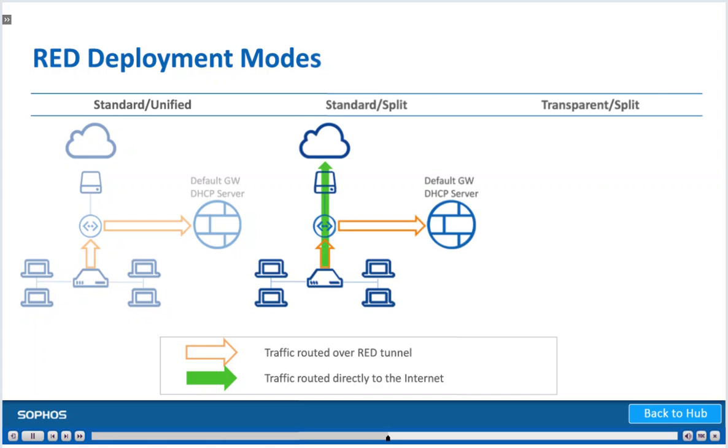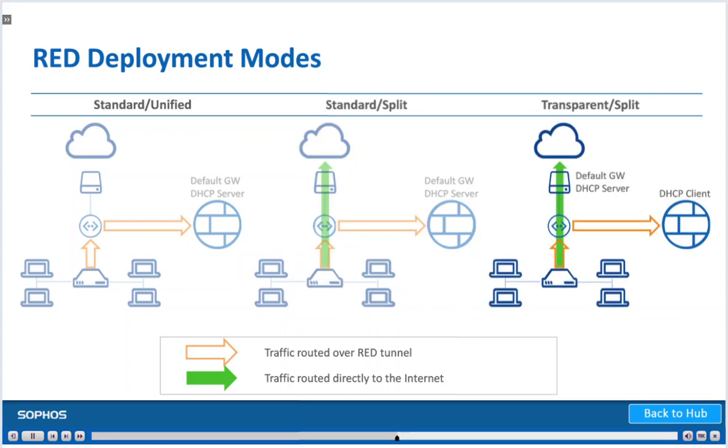In Standard Split mode, the Sophos XG firewall still manages the remote network, acting as the DHCP server and default gateway. However, in this configuration, only traffic to defined networks is sent through the RED to the Sophos XG firewall, and all other traffic is sent directly to the Internet.